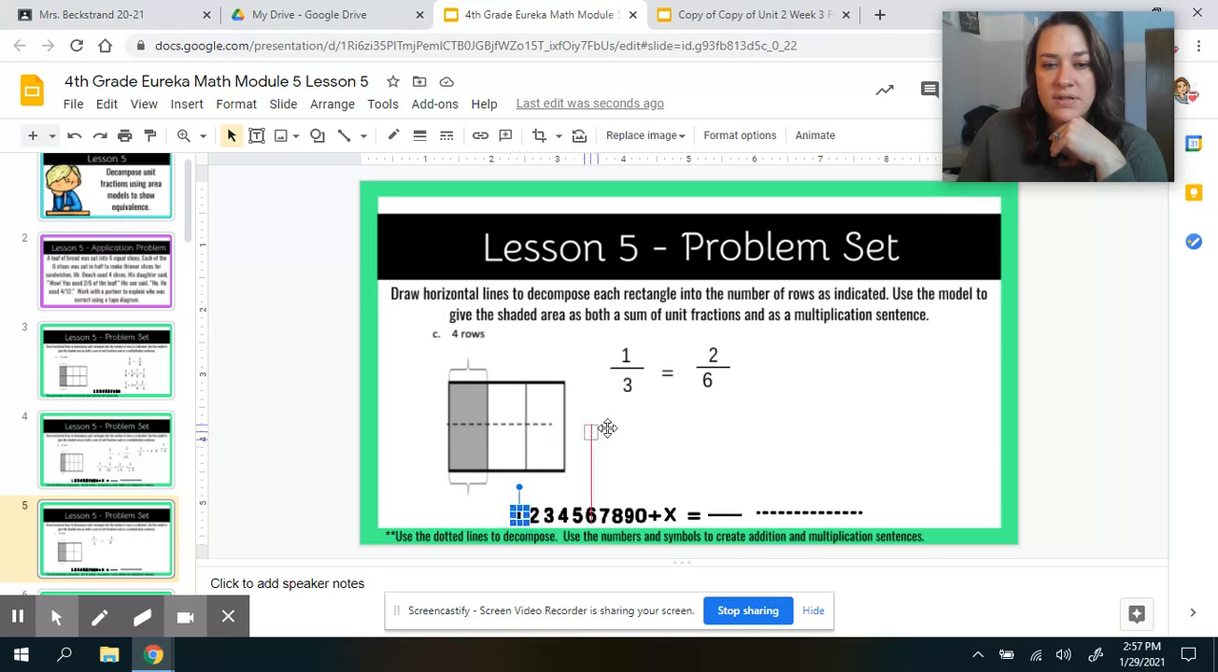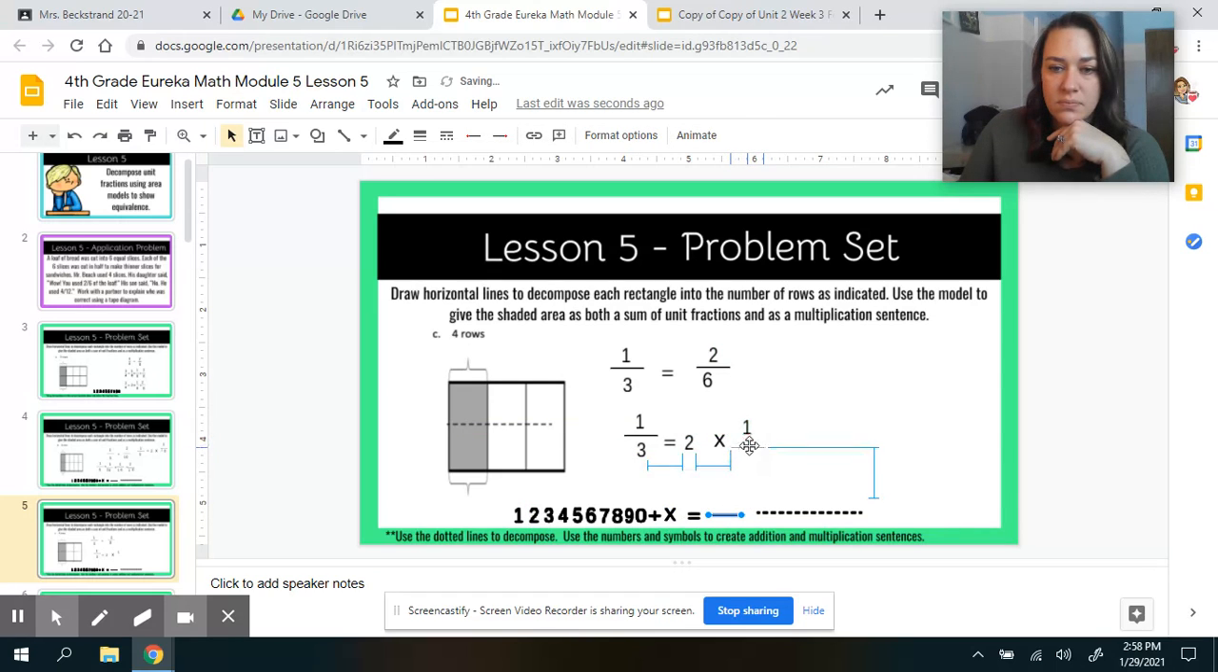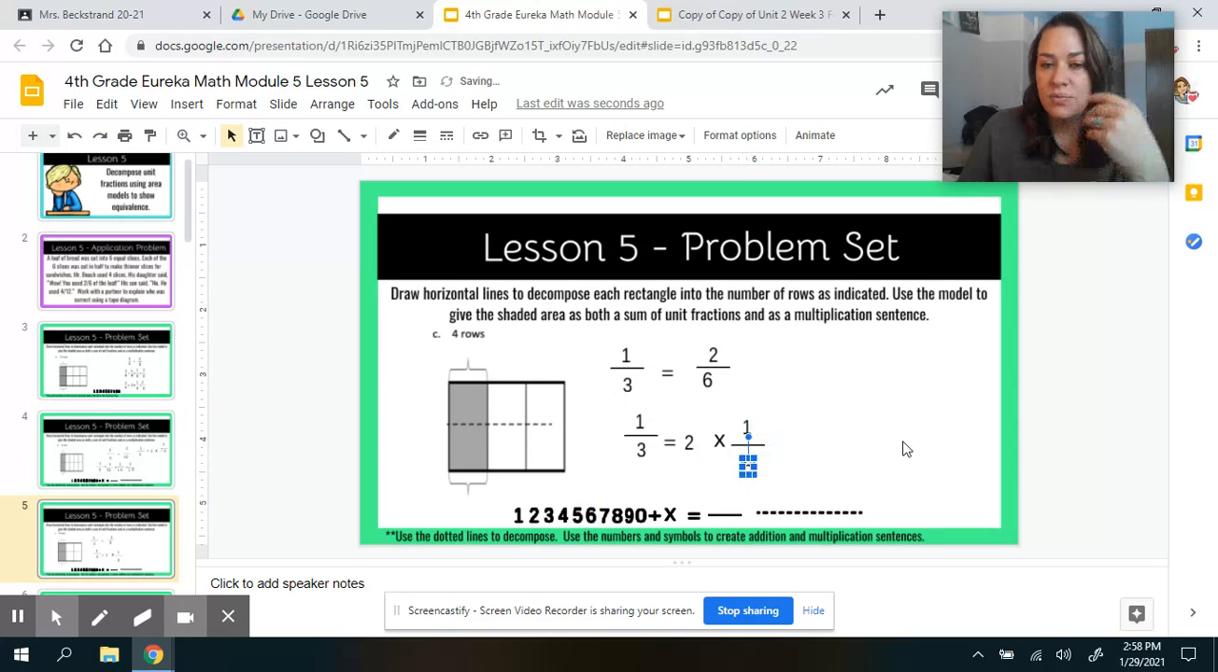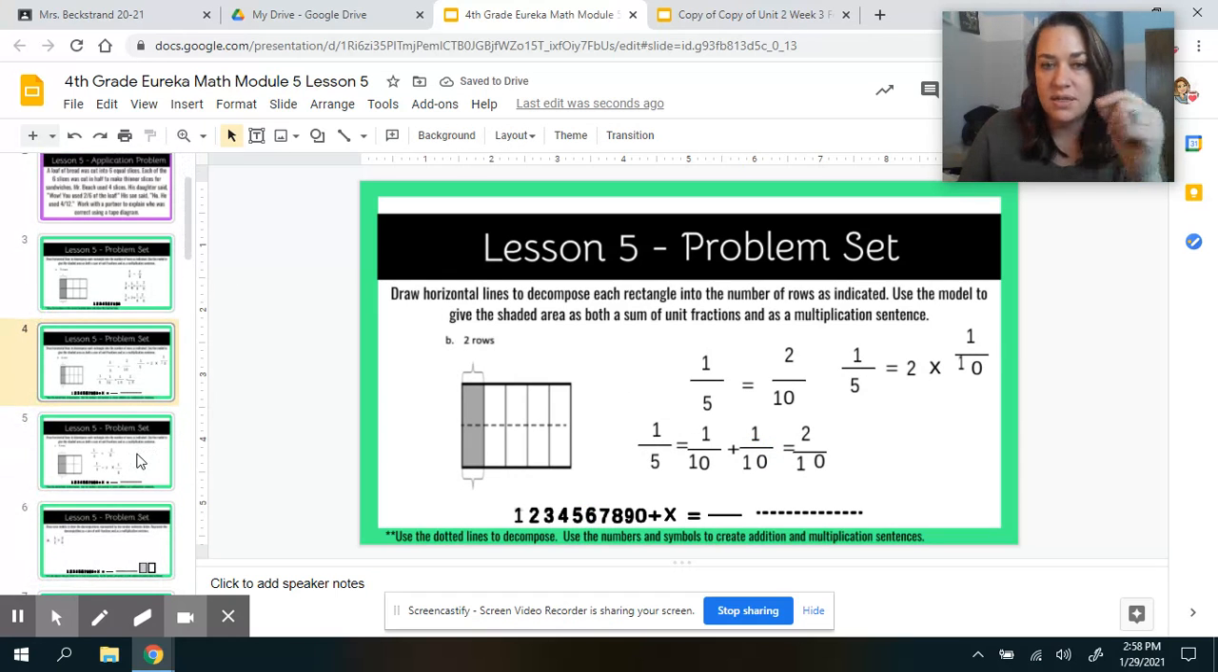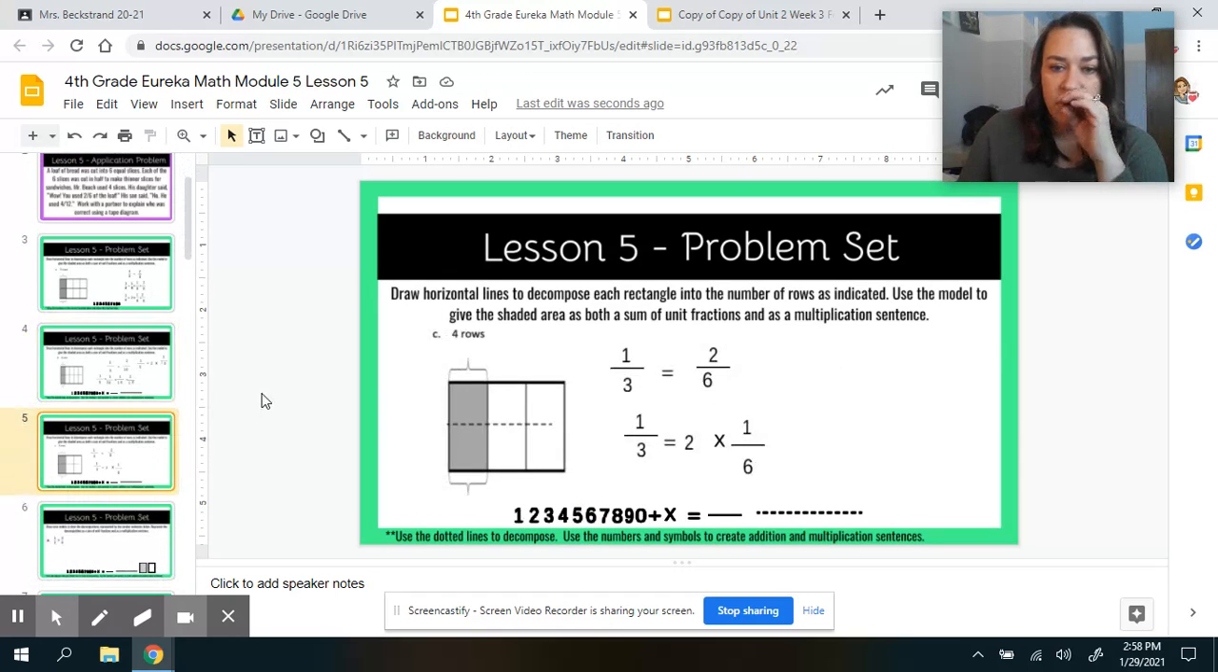So we could show this and say, well, 1/3 is equal to, how many sixths do I have? I have 2. So I could say 2 times 1/6. And that would be equivalent to that 1/3, because we're multiplying by 2, because like I said on the last one, that's really what we're doing, we are doubling, okay? We are doubling.